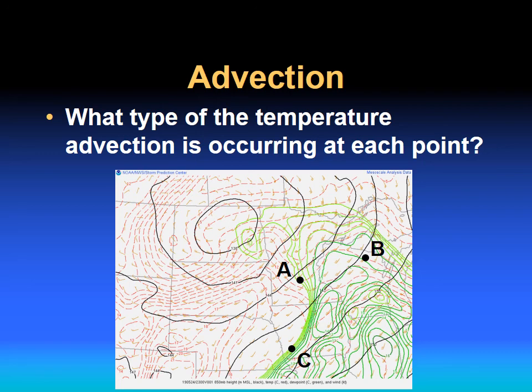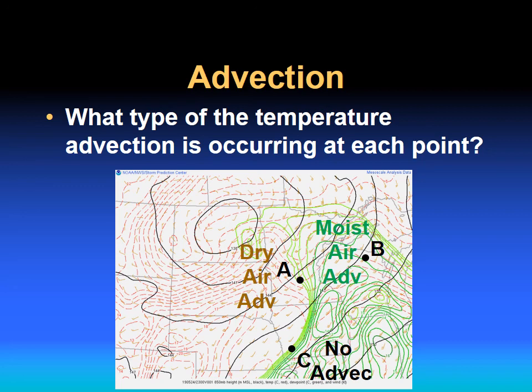Here is an 850 millibar map with dew points, and the dew points are indicated by the green. And looking at that, you can see that there is different types of moisture advection. At point A, the wind is blowing from drier air to more moist air. It's going across those green lines from where there is very little moisture to an area where there's much more moisture, so that's dry air advection. At point B, the wind is blowing from areas that have higher dew points to areas that have lower dew points, and that's moist air advection.